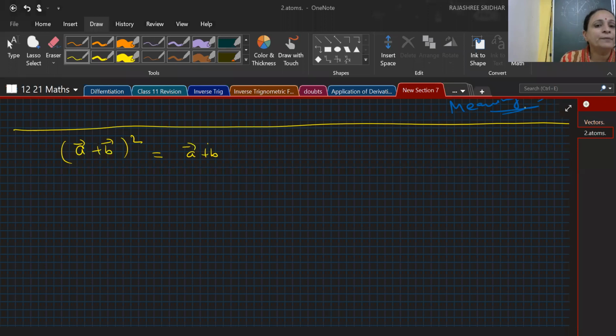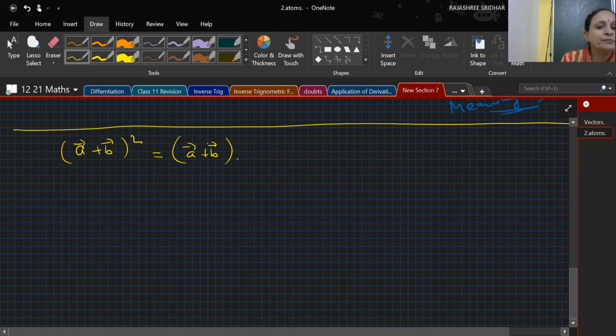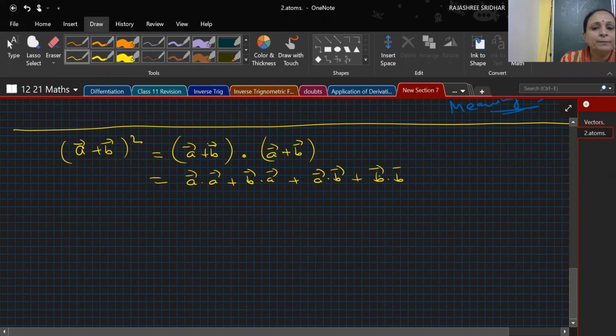What do you mean by (A plus B) the whole square? That is equal to vector A plus B dot vector A plus B. This is the meaning. So when you multiply this, what will you get? A dot A plus B dot A plus A dot B plus B dot B.